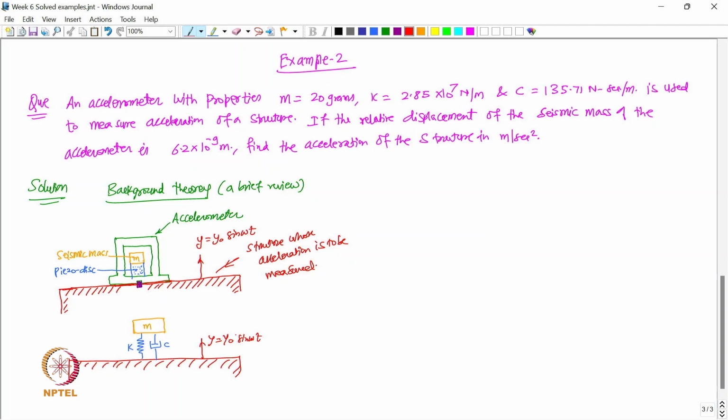When this accelerometer vibrates because of the structure, the seismic mass is going to vibrate, and if we call the vibration of the seismic mass x of t, then we can talk in terms of the relative displacement.